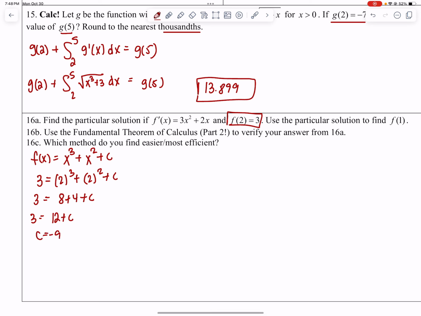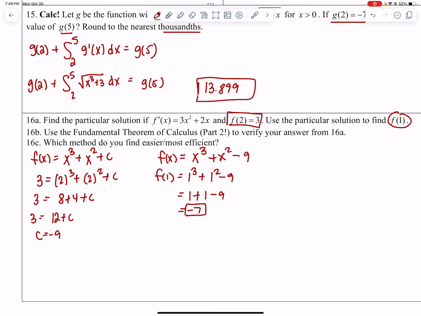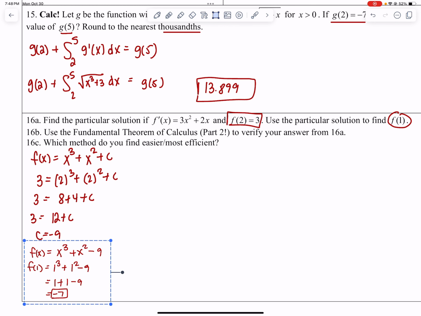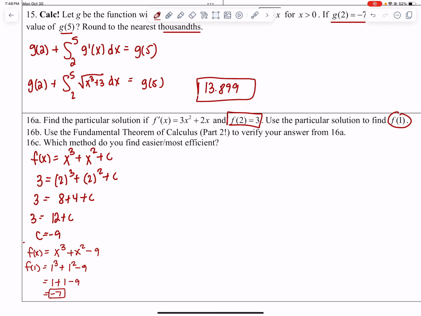So now that we know that c is equal to -9, I know that f of x is x cubed plus x squared minus 9. And to find f of 1, that's me substituting in 1. So that's going to be equal to 1 plus 1 minus 9, or -7. That took a lot of steps there. And at this point on the quiz or test, it's going to ask you what method to use. So I might ask you to find the particular solution using integrals here without using the fundamental theorem of calculus. Or I might ask you to actually do it using the fundamental theorem of calculus.